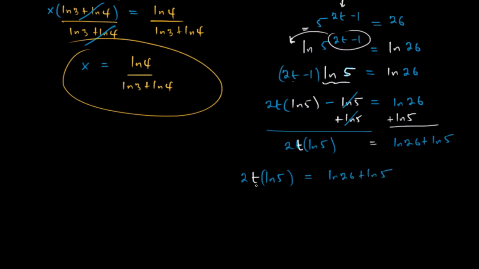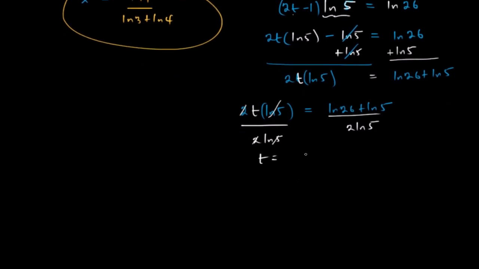So we want to solve for t. To solve for t, we divide both sides by 2 ln 5. Divide both sides by 2 ln of 5. So 2 crosses out here, then ln of 5 crosses out. So finally our t is just going to be the ln of 26 plus the ln of 5, divided by 2 ln of 5. So this is our final answer.